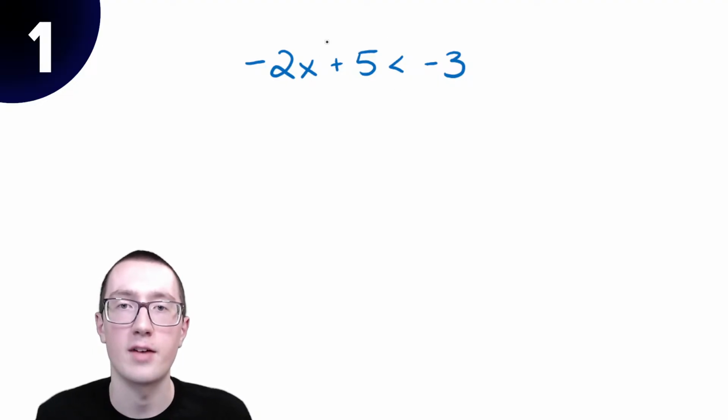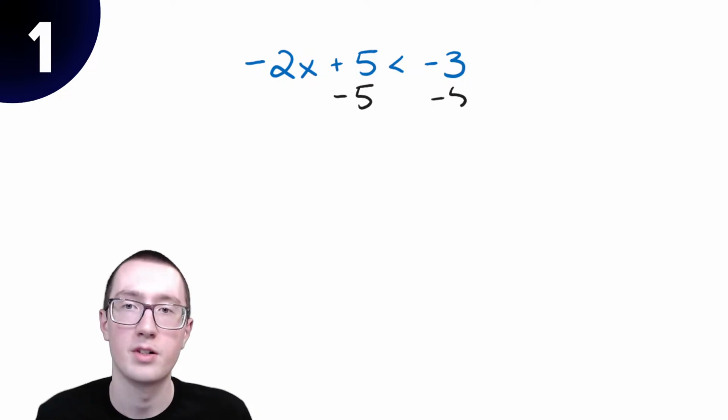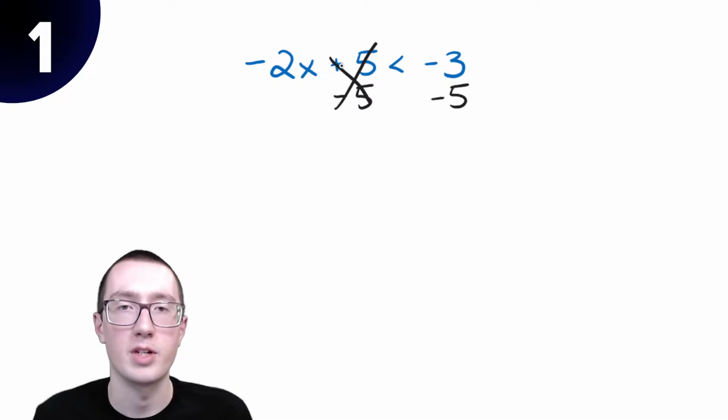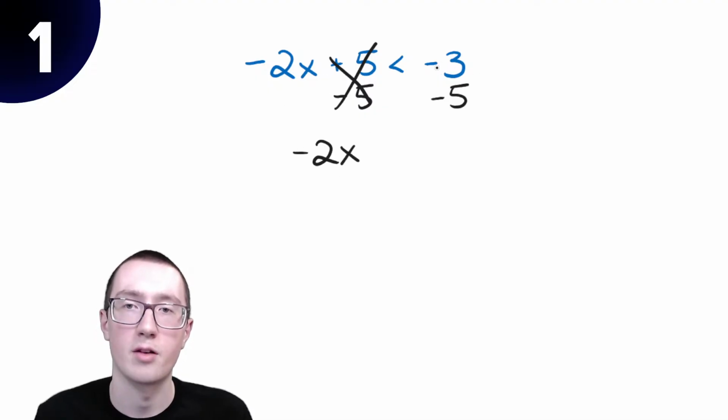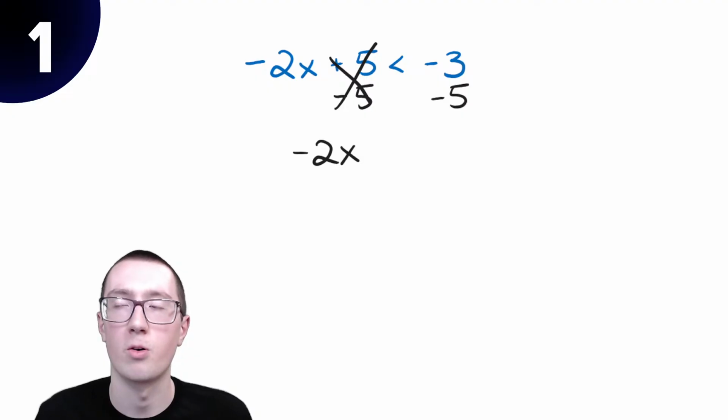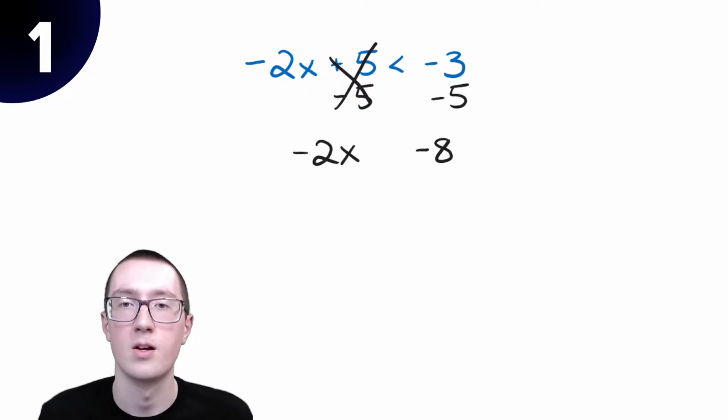I usually like trying to get rid of the one that's less attached to x. In this case, the 5 is less attached. This -2 is right next to it. So what's the opposite of plus? Minus. So we're going to subtract 5 from both sides. So these cancel out. And on the left side, we have -2x. And on the right side, we have -3 minus 5. So think of this as dollars. You lost $3 and then lost another 5. So you're down 8.